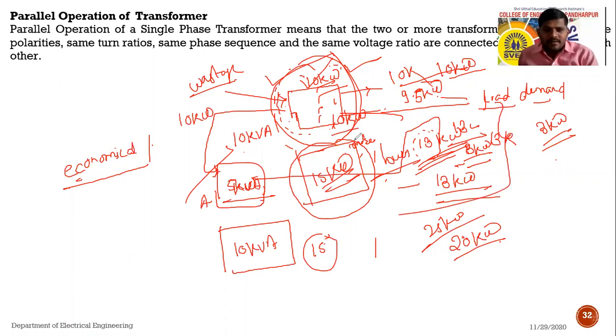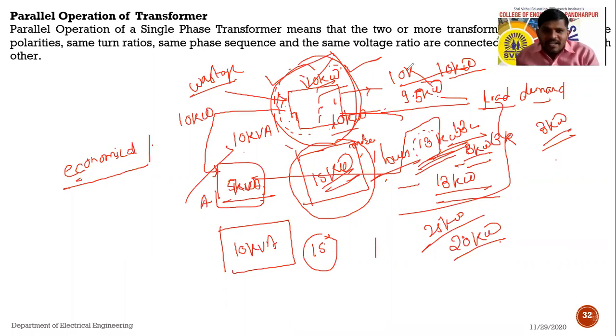Right? Getting? So what is the necessity? What is the necessity? As we know that day by day, the demand of electricity increases. To meet that value of electrical demand, we need to operate two or more than two transformers in parallel.